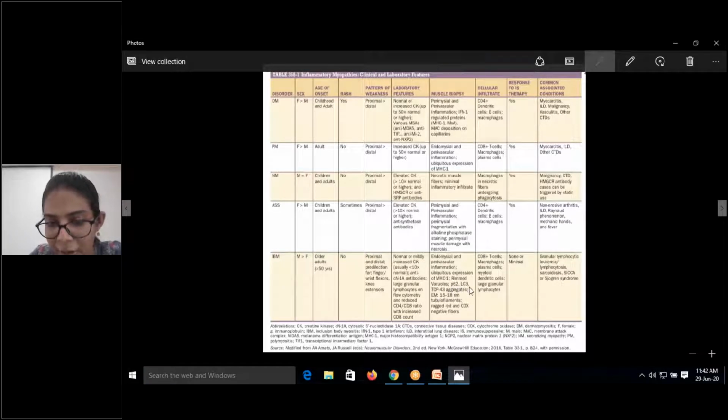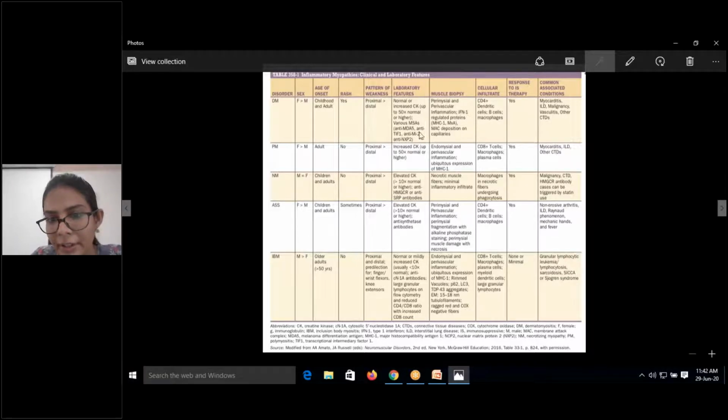Then there are P62, LC3, TDP43 aggregates present. And in electron microscopy, you see 15 to 18 nanometer tubular filaments, and COX negative fibers. Okay, that is in the muscle biopsy.